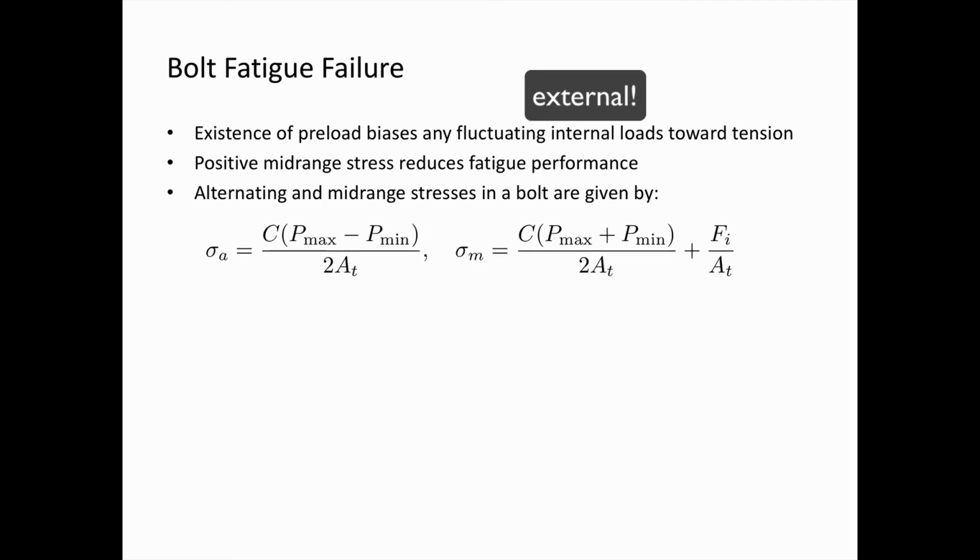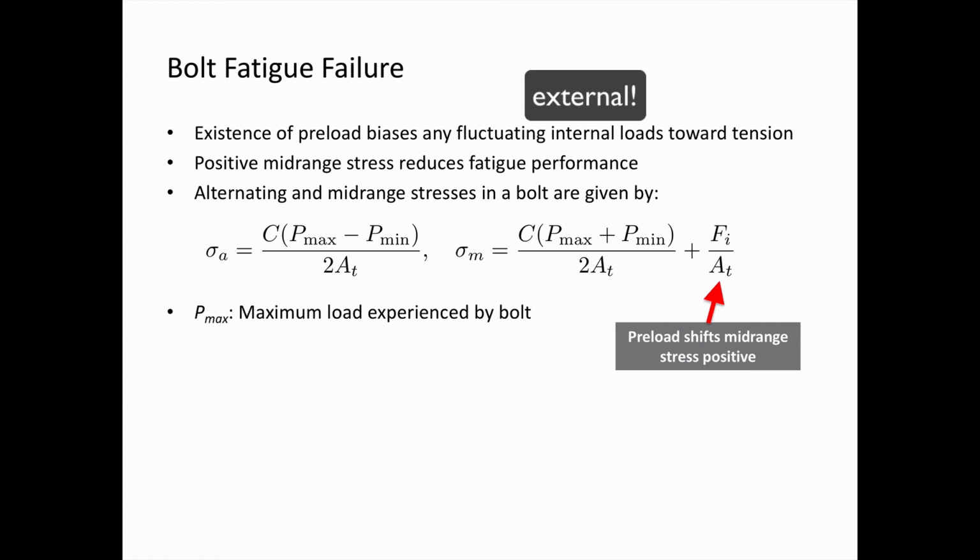We can calculate alternating and mid-range stresses in a bolt using these formulas. Here, this term on the end, this preload shifts the mid-range stress to positive values, and this, of course, accelerates crack propagation. P sub max, that's the maximum load experienced by a bolt, and P min, that's the minimum load experienced by a bolt. To calculate these, you're going to need to have a look at a fluctuating external load, and then what load does the bolt itself actually see as the external load is fluctuating?